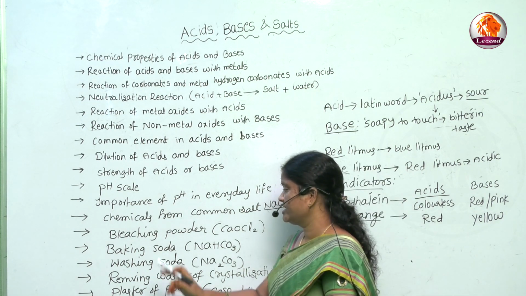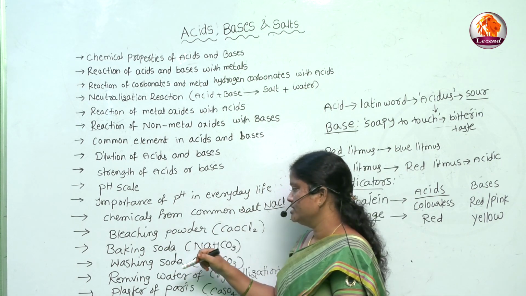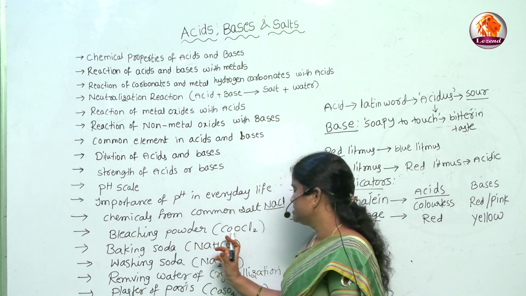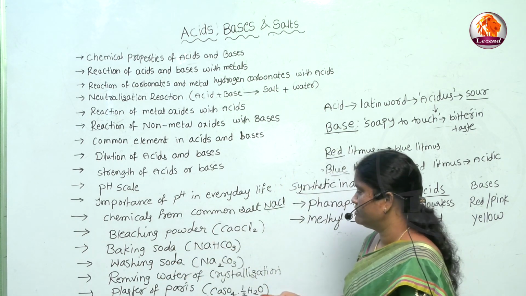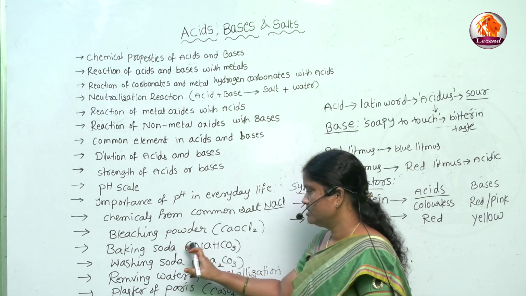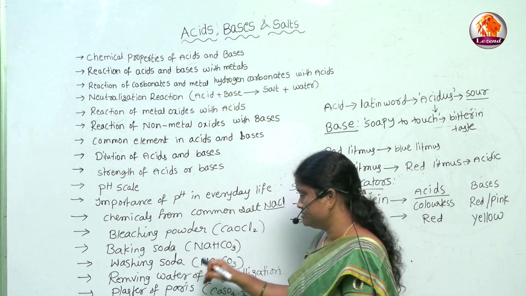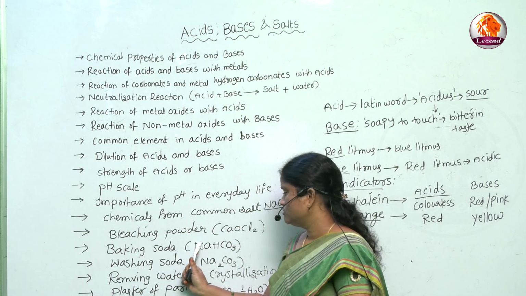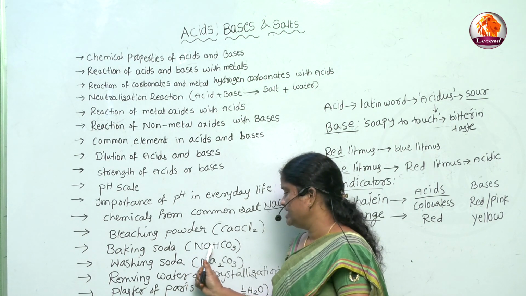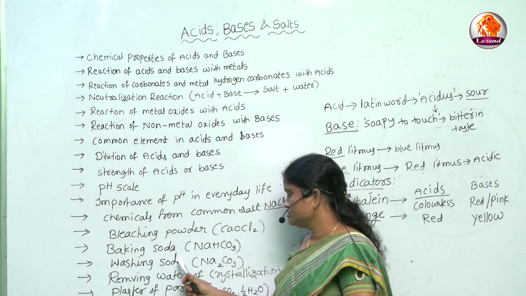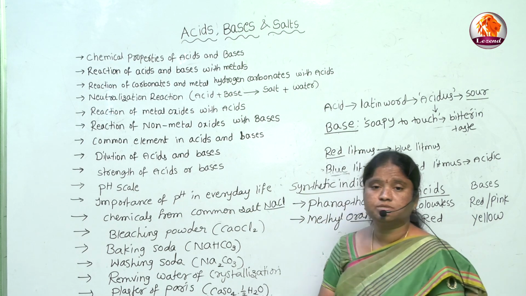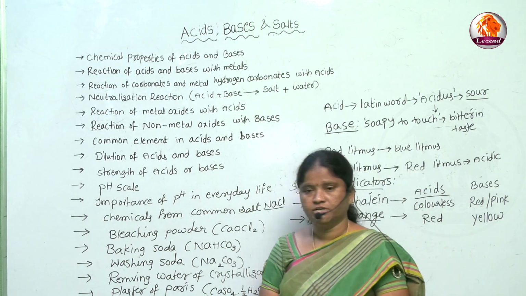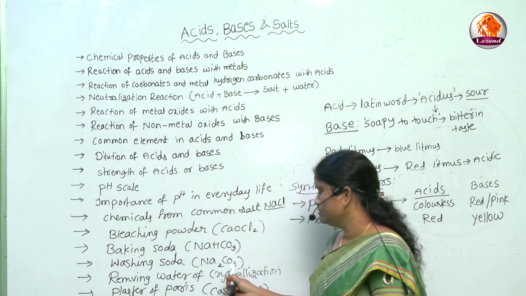And also how do we extract bleaching powder, by using the common salt. Bleaching powder, CaOCl2, is the chemical formula. Also baking soda, its uses, and bleaching powder uses we can learn. Baking soda, sodium bicarbonate, NaHCO3. Washing soda, which in our houses we use to clean our clothes, like surf. That is washing soda, Na2CO3.